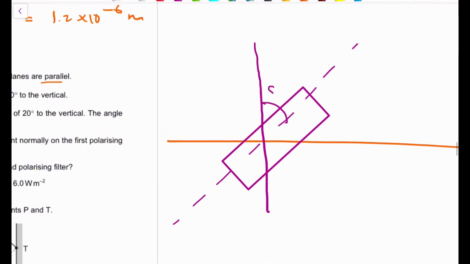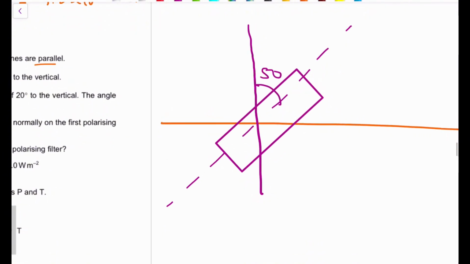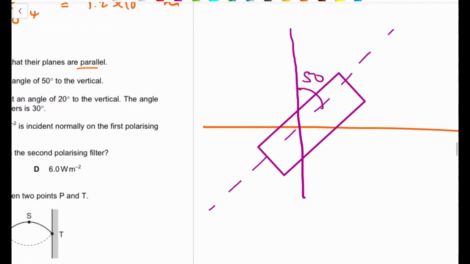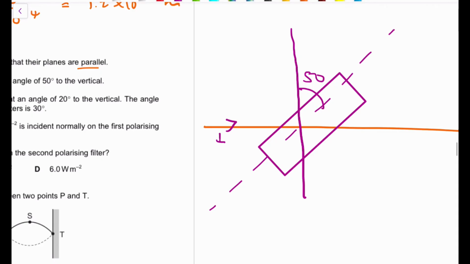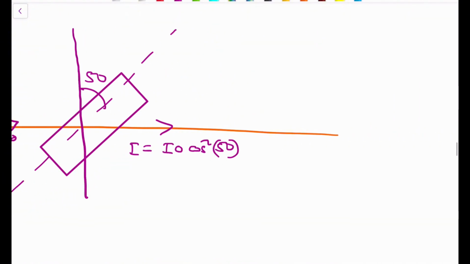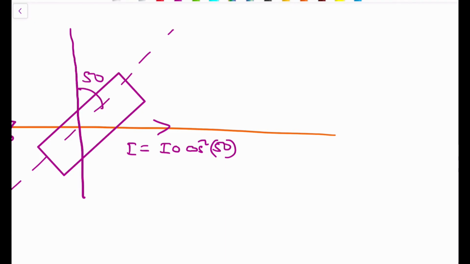50 degrees, right? So if you're talking of Malus's law, before we even answer the question, we know that if I have intensity I naught coming here, the intensity that will come out here will basically be I equals I naught cos squared of 50, right? Because it's coming out of that polarizer, right? Very important.